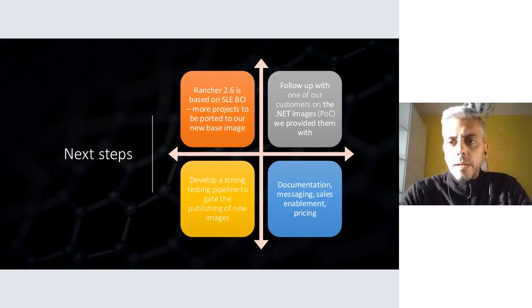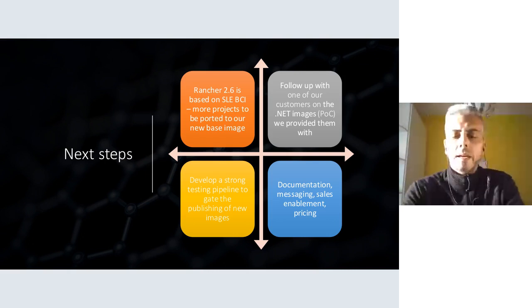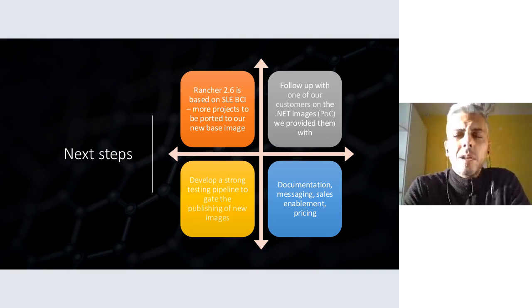What are the next steps? Well, as I said, Rancher 2.6 has already been migrated onto SLES-BCI, but there are many other projects in the pipeline, like Epinio, Opni, I'm sorry if I pronounce this wrongly. They're all part of the projects that Rancher is planning to migrate to SLES-BCI. And as far as I'm aware, there would be others as well. So this is great to see.